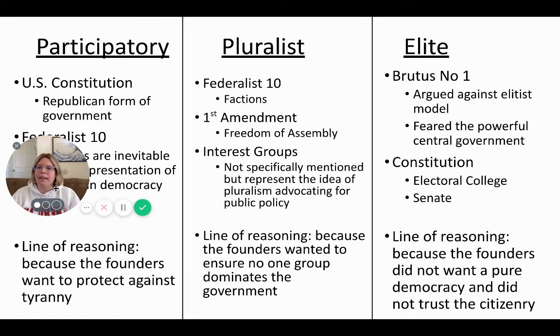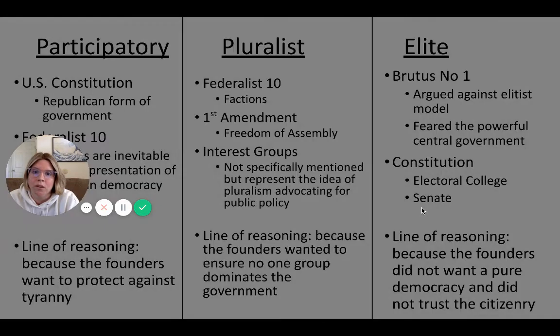So if I were writing this essay, I think I would have the easiest time arguing the elite. And I think genuinely that's because that's what I believe about the founders. But I could write an essay about all three and I could earn maximum points as long as I have a thesis, I have two evidence pieces, I explain the evidence pieces, and I connect them with a line of reasoning back to my thesis. So that's the big things that you need to include. That's the things you need to focus on.